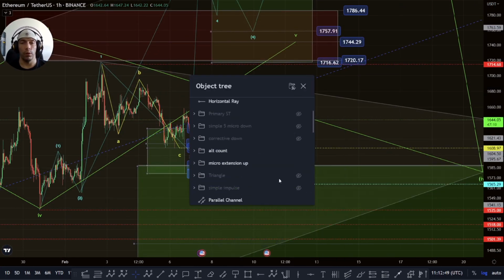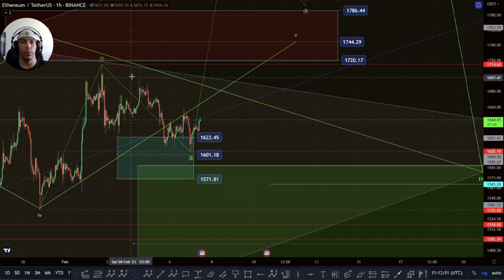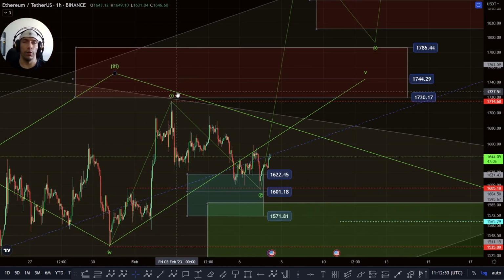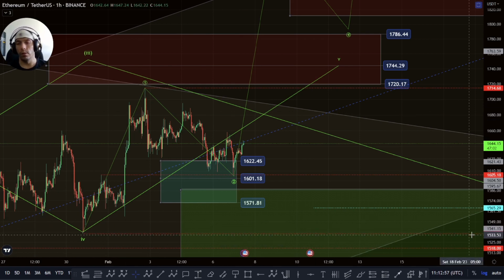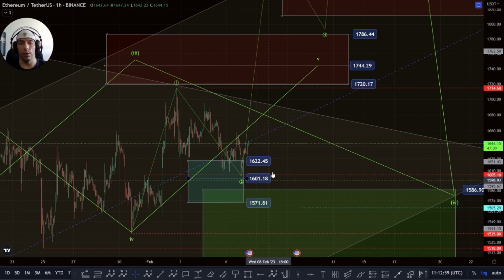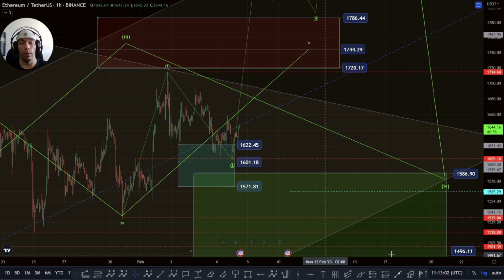Now we can also argue that we have a simple impulse here, where we look at this just as a wave 1, and then this potentially as a wave 2. So invalidation of this would come by crossing this 1535. Invalidation of all of these moves comes by crossing this 1518.